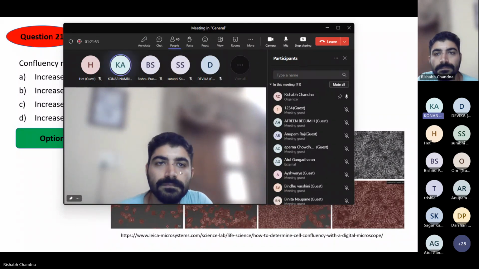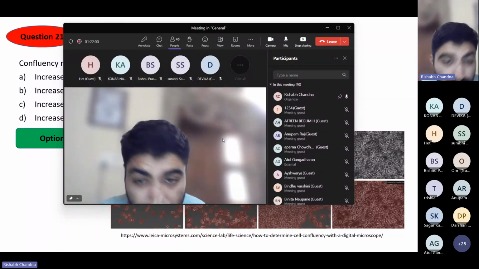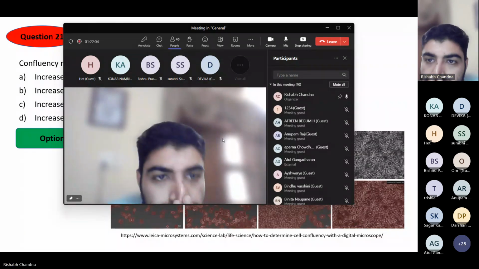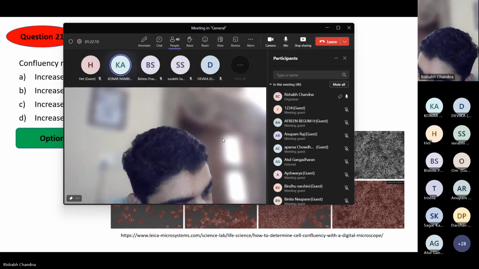Why do we precisely call them terminally differentiated neurons, or be it any other cell type? Sorry, can you repeat? It's a bit hazy sounding. Why do we precisely call it terminally differentiated neurons or be it any other stuff?